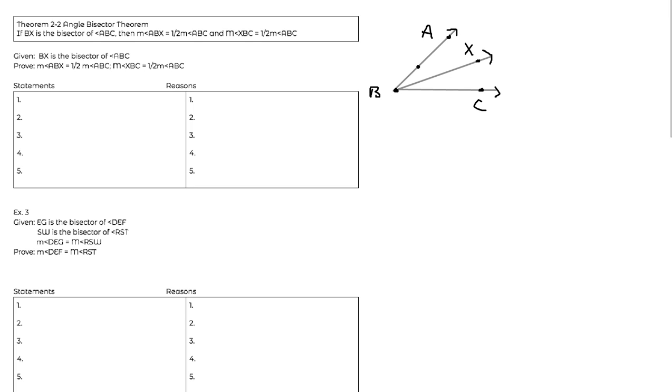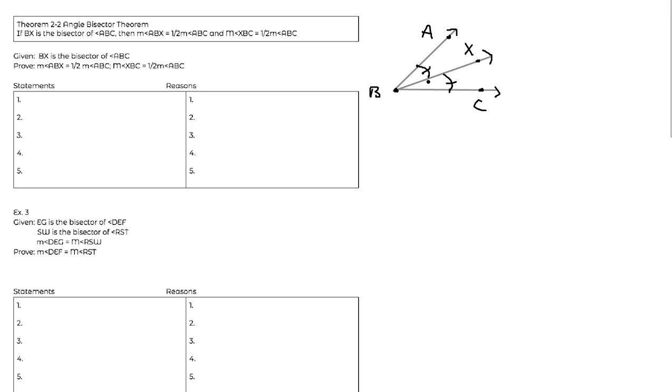And we would prove this by saying, since it says it's the midpoint or the bisector, these are going to be congruent, right? And then since they're both the same, we can add them together and divide by 2, and it's going to be half of the big one. So it's the same as the midpoint one, only it's with the angles.